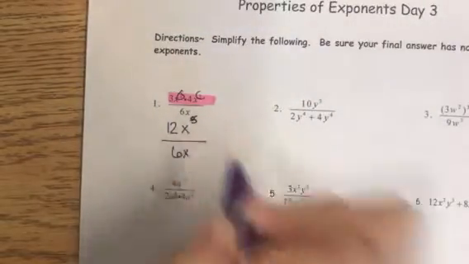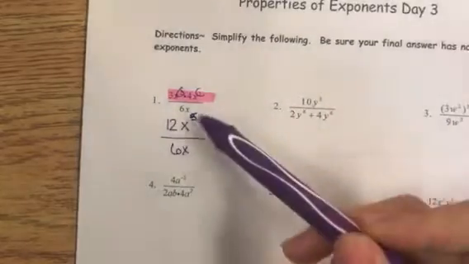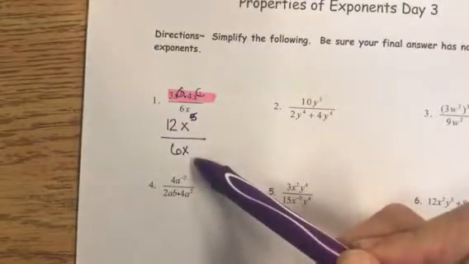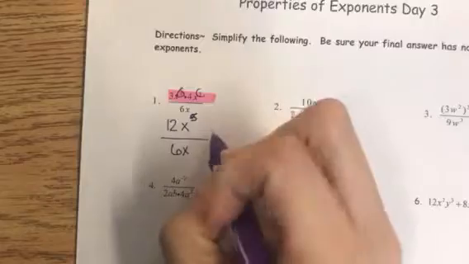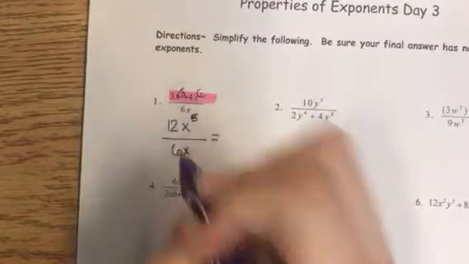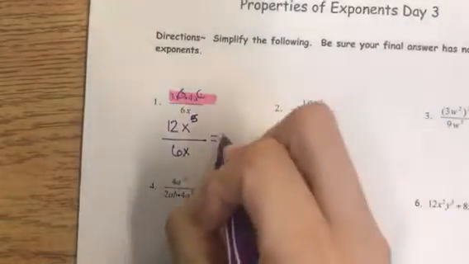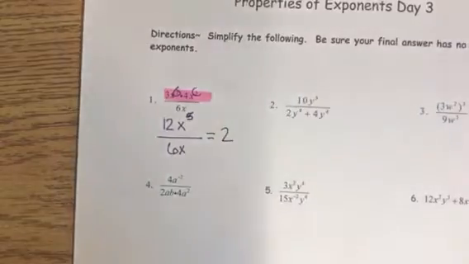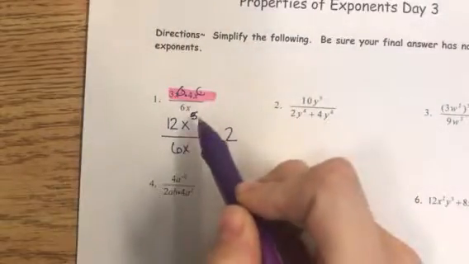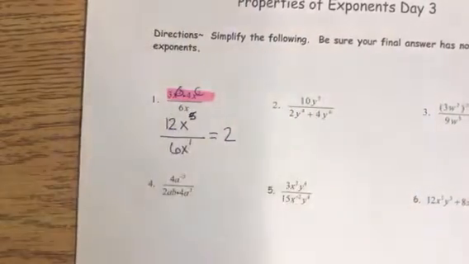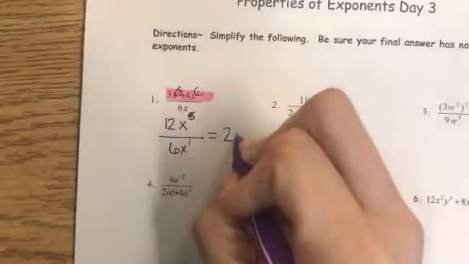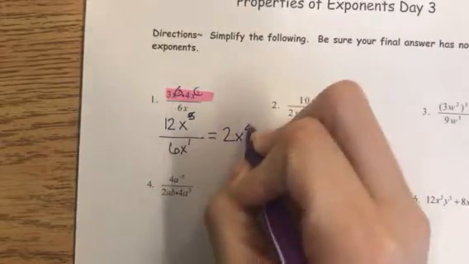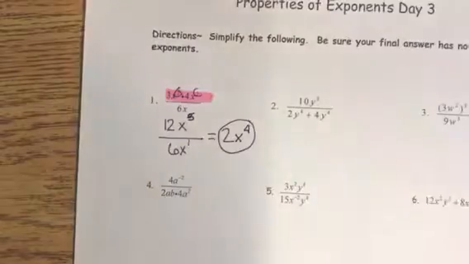I'm just going to bring the denominator along. So now when we look at this, this is division. When we divide with exponents, we're going to divide the coefficients. So 12 divided by 6 is 2. And when we divide with exponents, we subtract. So 5 minus, we don't see anything, so that's a 1. 5 minus 1 is 4. And so our answer will be 2x to the 4th. There's no other operations here, so nothing else that we can simplify.